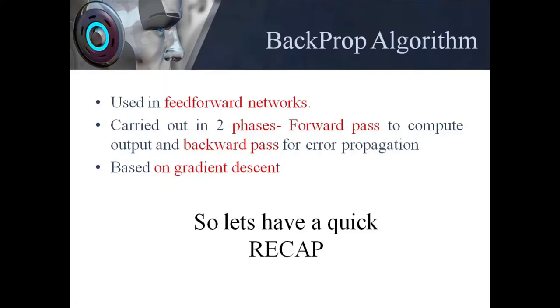networks. It is normally used as a training algorithm in feed-forward networks, which is carried out in two phases. First is the phase with the forward pass, where we apply the inputs to the input layer, and that input is propagated from the input layer towards the output layer through the hidden layer units, and output is computed. Once we have the output, it is then compared with the desired or the target output.